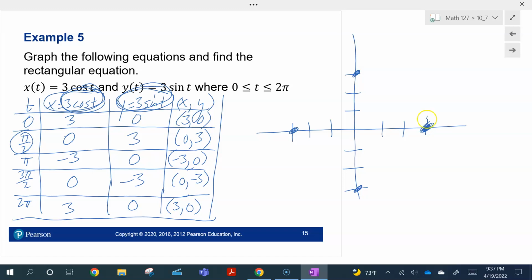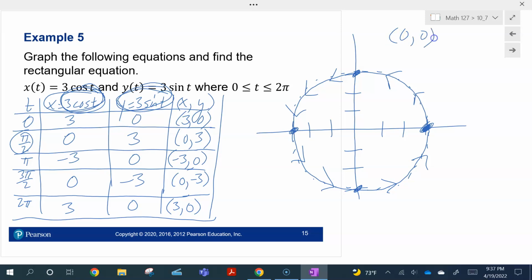And of course, you could plug some more points in for t if you wanted to, right? You get some more points on there. But soon enough, you see, let's connect these dots here. It's going counterclockwise, with these arrows. It's a circle, right? It's centered at (0, 0) again. That's our (h, k) center for the rectangular equation.